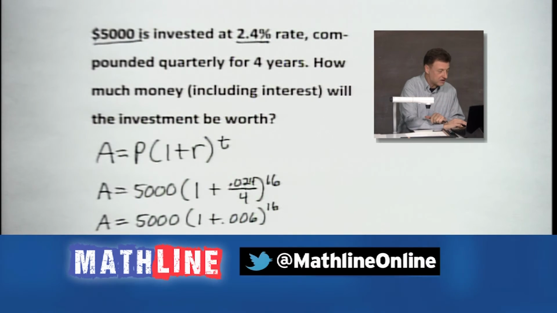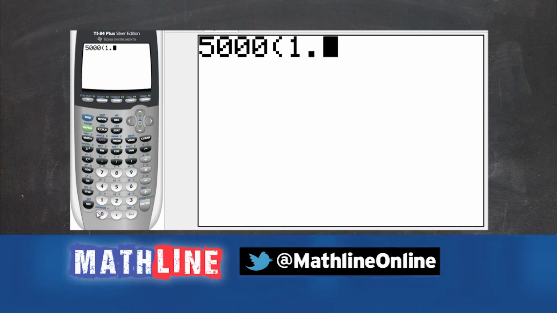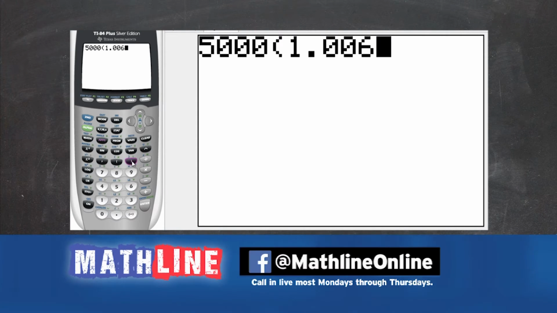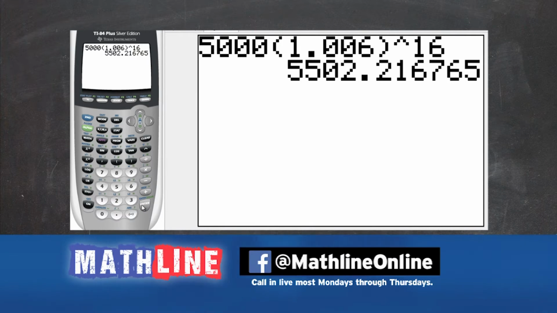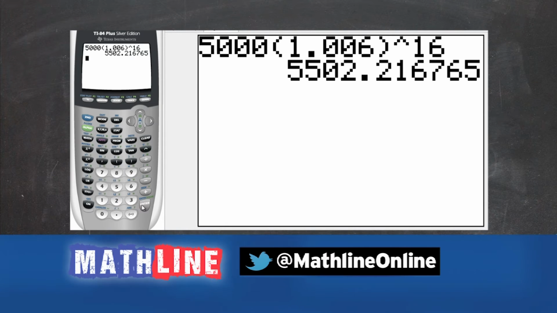So let's check the calculator out, see what happens here. I'm going to put in my 5,000, and we're going to multiply it by 1.006, and we're going to raise that to the 16th power. Again, that's our quarterly payments. And I'm getting, after all that work, still pretty good, $5,502 and about 22 cents, probably if they're good to you, all right?